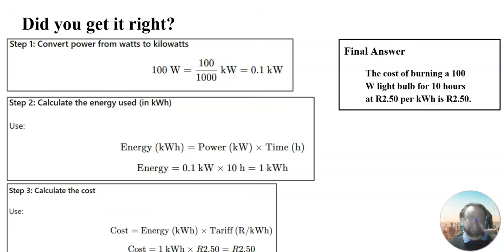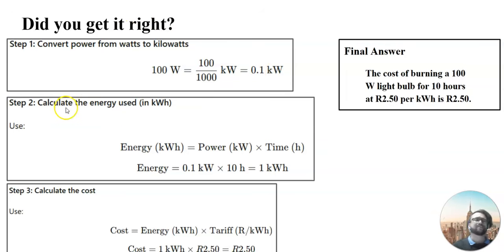Right. Did you get it right? And for those of you that did get it right, please pop in the comments down below that you got it right and tell me how you got there. So obviously the first step is you're going to have to convert from watts to kilowatts. So 100 watts equals 100 divided by 1000 gives me 0.1 kilowatt.